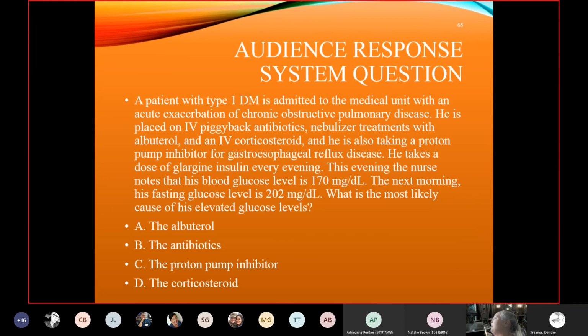So patient with type 1 admitted with an acute exacerbation of COPD. He's on IV antibiotics, nebulizer, albuterol, and an IV corticosteroid. He's also taking a proton pump inhibitor for gastroesophageal reflux. He takes a dose of glargine insulin every morning. This evening, the nurse notes that his blood glucose level is 170. The next morning, his fasting level is 202. What is the most likely cause of his elevated glucose? A, albuterol, B, the antibiotics, C, the proton pump inhibitor, or D, the corticosteroid?